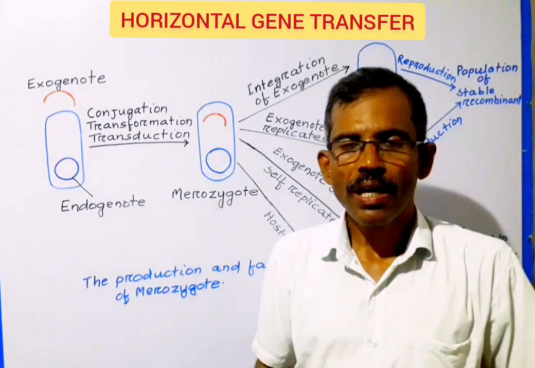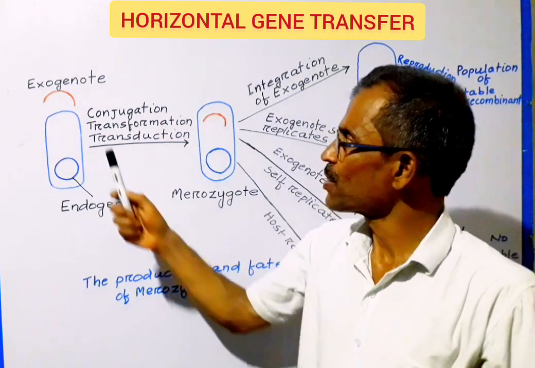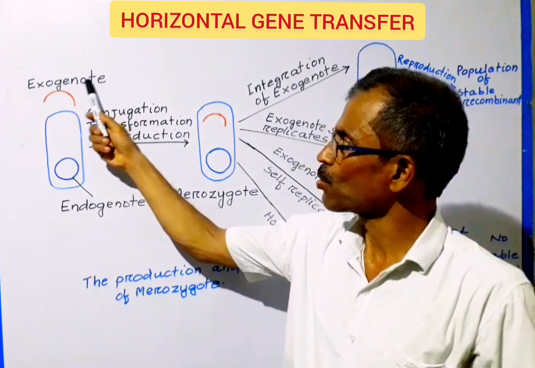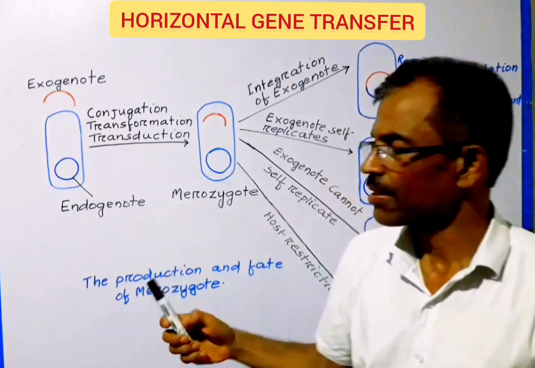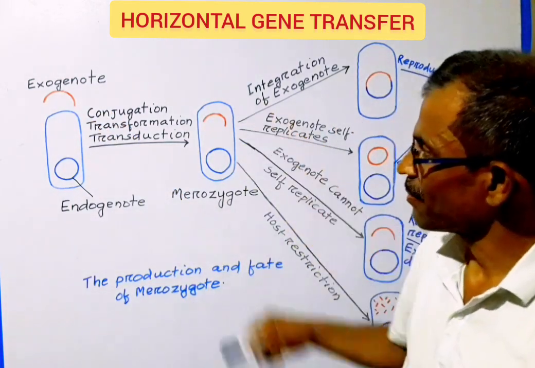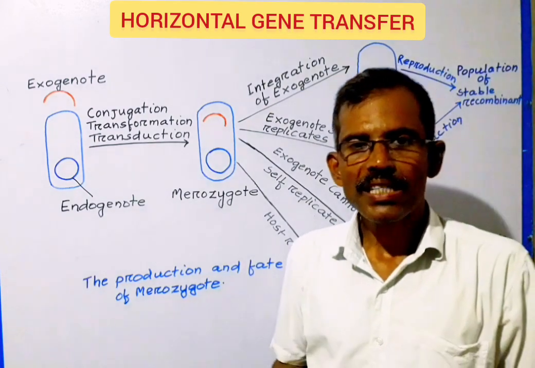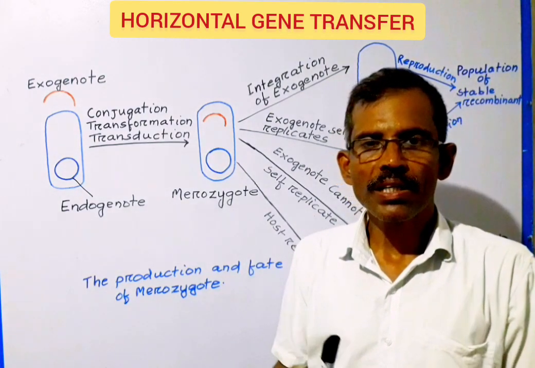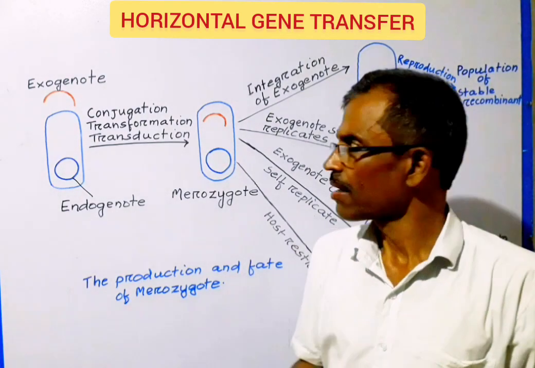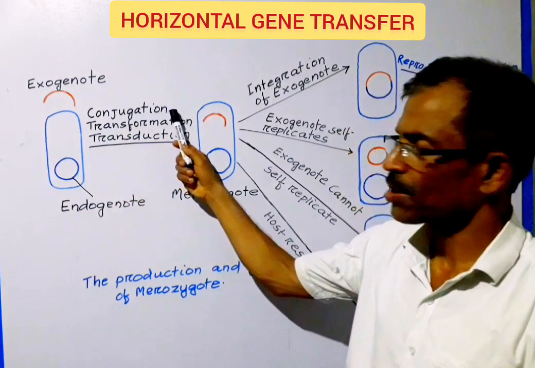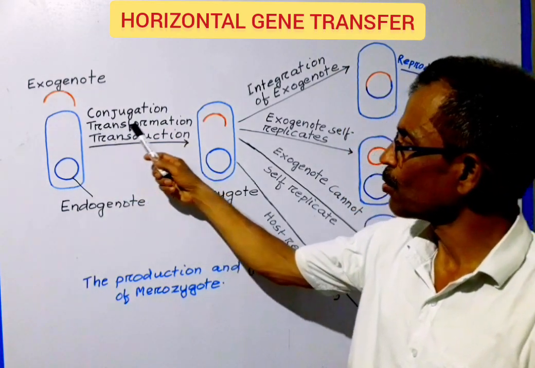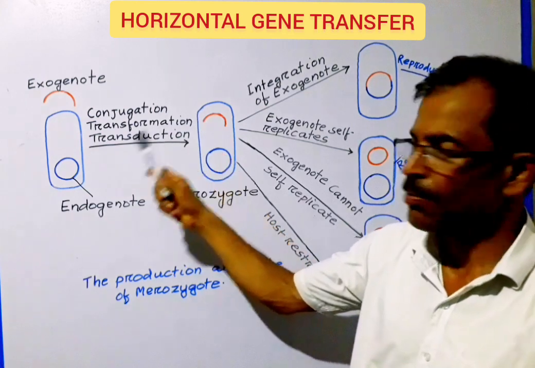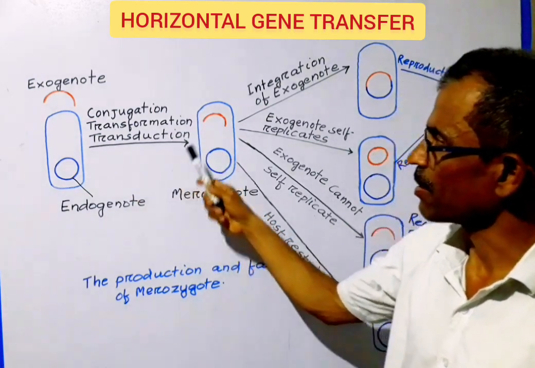In horizontal gene transfer, a piece of DNA called exogenote is transferred to a recipient cell. DNA transfer can occur by three different processes. They are number 1, conjugation, number 2, transformation, and number 3, transduction.